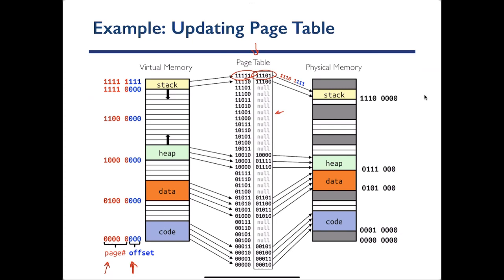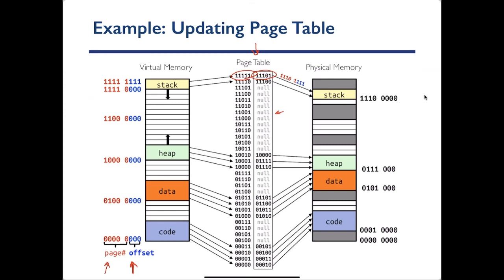So here is an example of a process with 4 segments: a code segment, a data segment, a heap segment, and a stack segment. Now, each segment is divided into pages. So for example, this stack segment has 2 pages, the heap segment has, I don't know, 3 or 4 pages, and so on and so forth. And each virtual page is translated to a particular physical page using this page table.